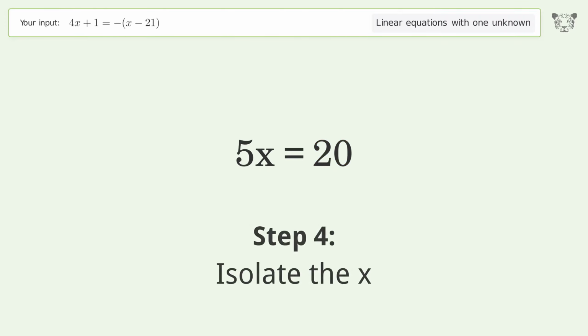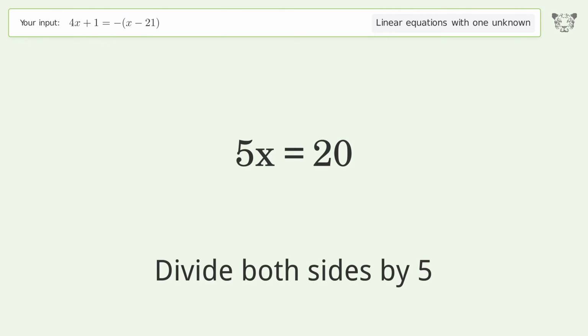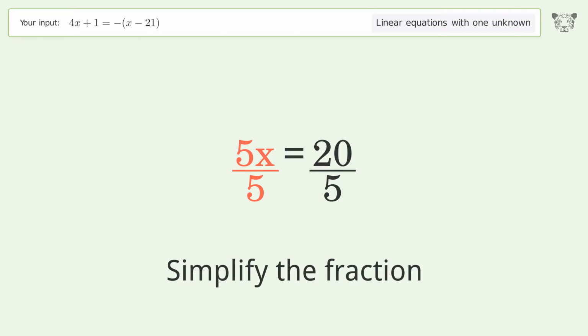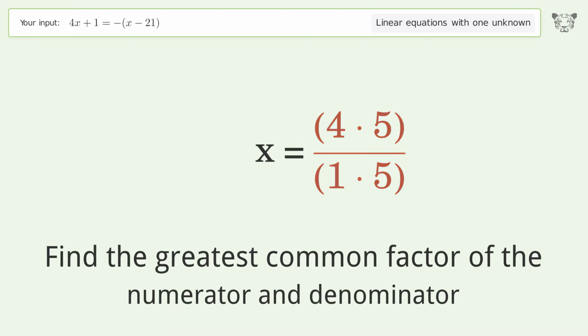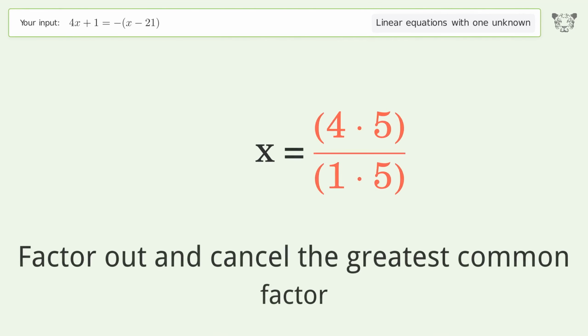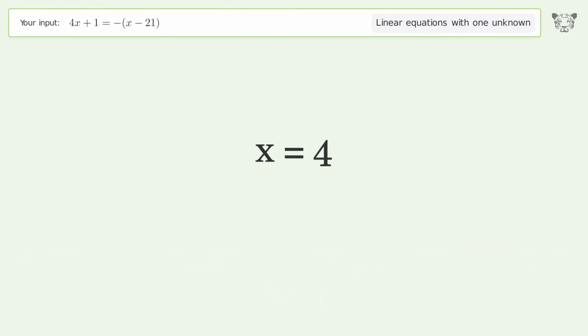Isolate the x. Divide both sides by 5. Simplify the fraction. Find the greatest common factor of the numerator and denominator. Factor out and cancel the greatest common factor. And so the final result is x equals 4.